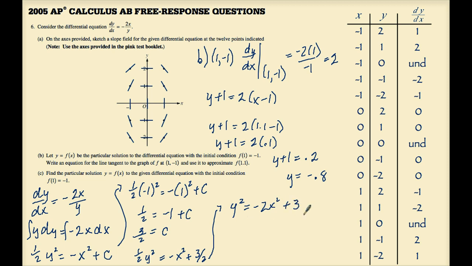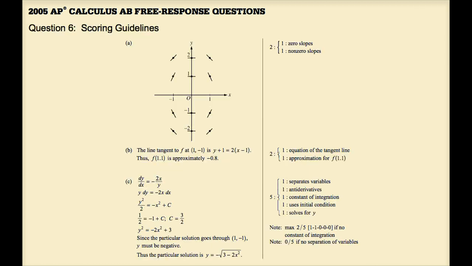Now you can see that this is an equation of a circle, and because our particular solution goes to the point (1, -1), we're talking about the bottom half of the circle. So our particular solution will be y equals negative square root of negative 2x squared plus 3. Here are the scoring guidelines for that question.